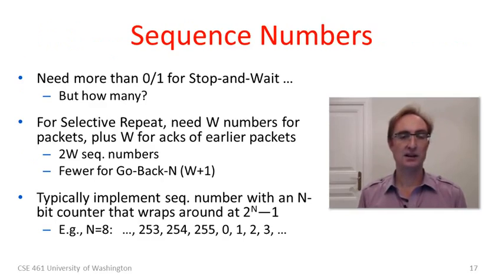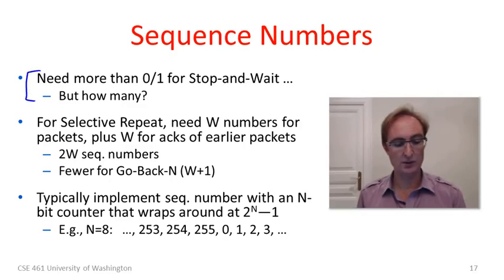Okay, so now you've seen the sliding window operation for a couple of these variations. One more detail I need to tell you about the sliding window is the sequence numbers. Remember, for stop and wait, we simply needed two sequence numbers, 0 and 1, and we can alternate between them. That's not going to work for a sliding window size W because there can be more than 2 packets in the window, and we need different sequence numbers for every packet in the window at least. So how many sequence numbers do we need?